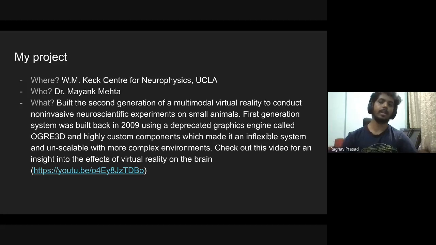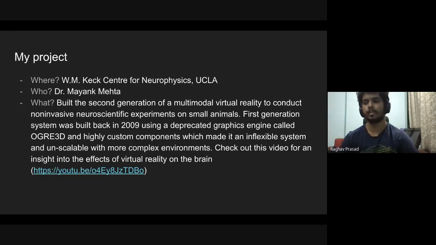This virtual reality system was made for small animals. Small animals include rats, flies, and I can't really think of any more, but the lab that I was working with used rats and mice mostly. You can also use houseflies. The first generation of the system was built back in 2009, and the second generation, which I built, was based on the same hardware.